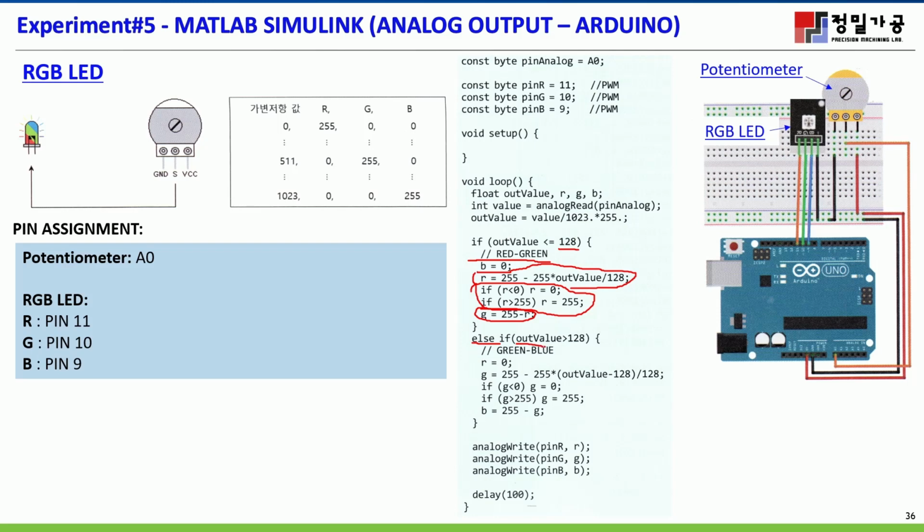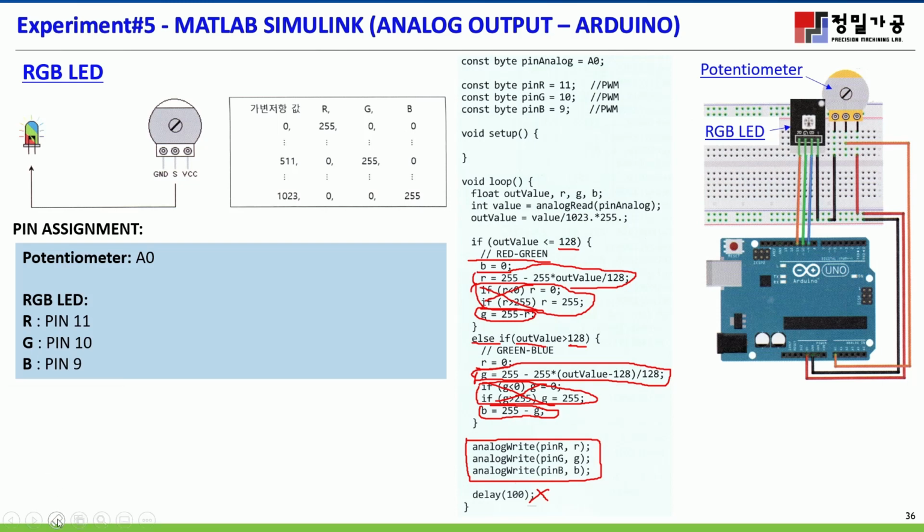And if the value is more than 128 in here, red is 0, and this one is not important. We can remove this. And this green is this equation, and the blue depends on the green value. And we write the pulse width modulation in here, and I think in Matlab Simulink we don't need a delay in here.